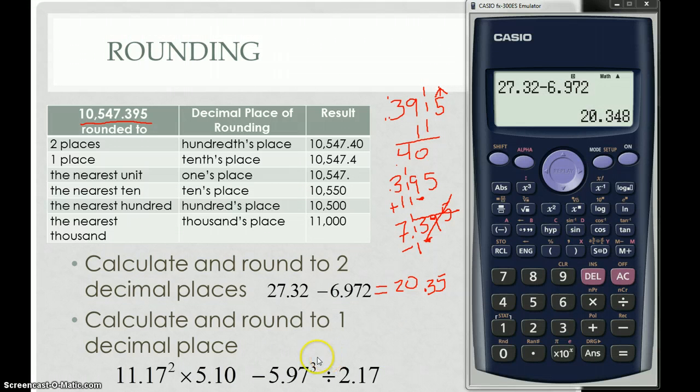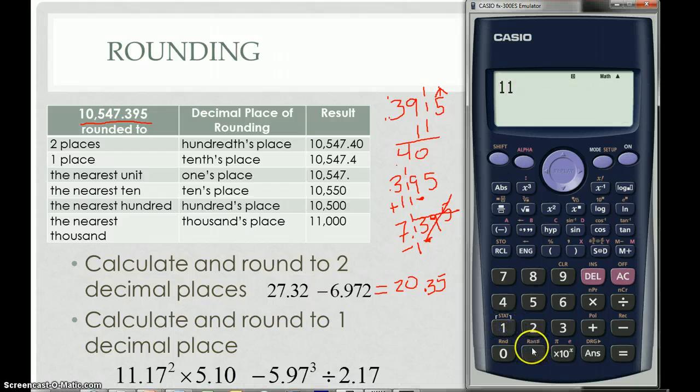Okay, let's do a more complicated one. Now again, it's very important to type this into your calculator exactly the way you see it, and your calculator knows what to do. Now notice that I have these little exponents here, and so I need to show you how to type those into your calculator. First we'll do 11.17, and that is raised to the 2nd power, or squared, and notice this button, x squared, there's a little 2 right there. If I push that, I just get the 2, which is what I want.